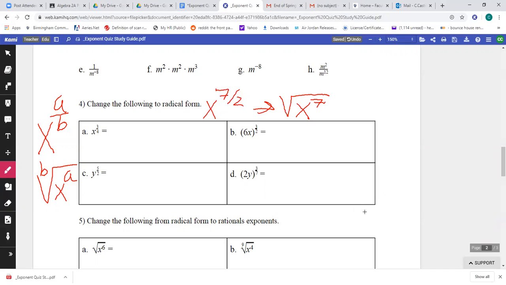So number 4 and number 5 should be like the easy points on the quiz. Because for letter A, all you have to do is the denominator becomes the root and the numerator becomes the power. So if you look at letter B, it's the parentheses 6x to the 3/2. So we could just keep it in parentheses. And remember what I said up here, if the 2 is the denominator, we do not need to put the 2 there. And that's it.